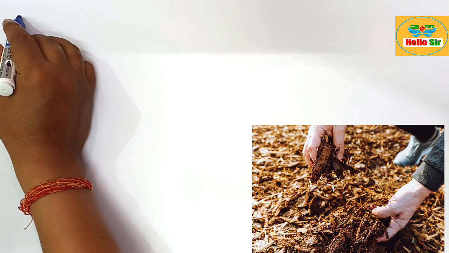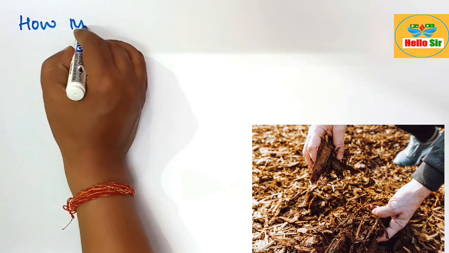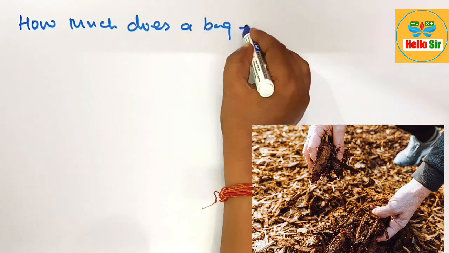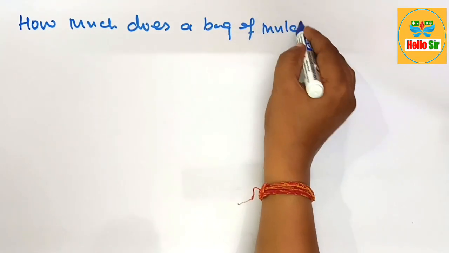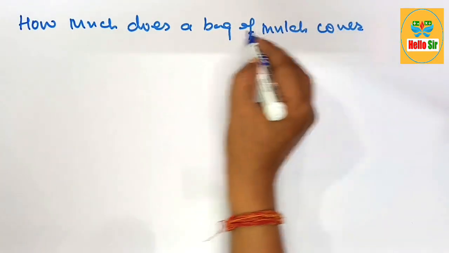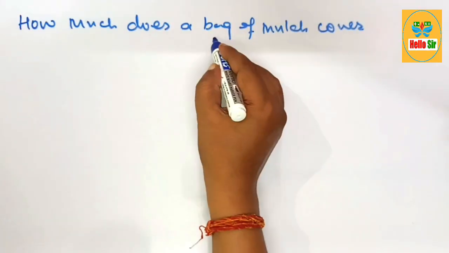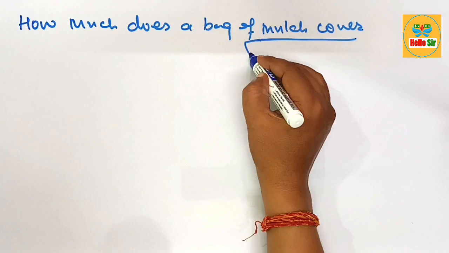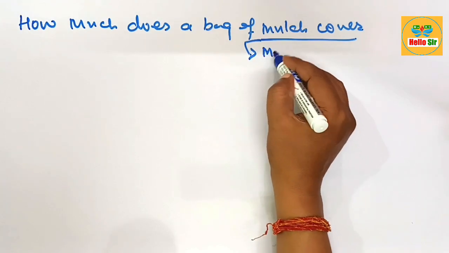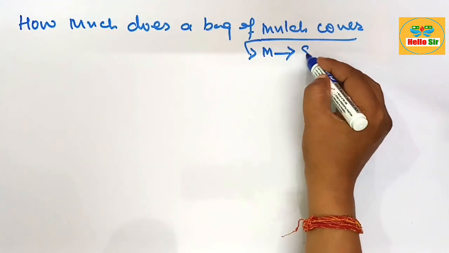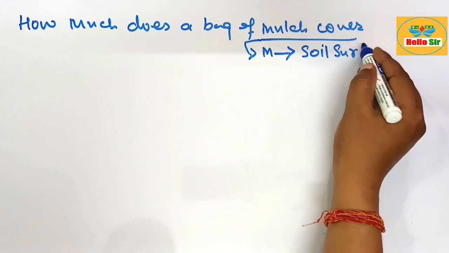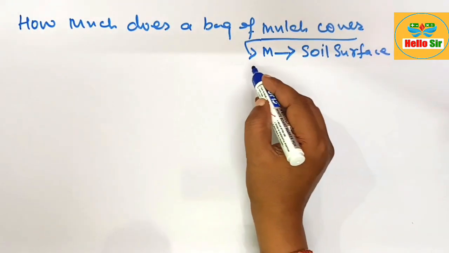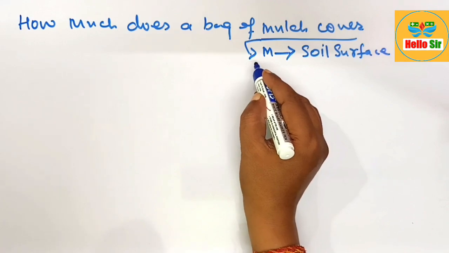In this video, you will learn how much a bag of mulch covers. You have to figure out the coverage of one bag of mulch in square footage. Mulch is a layer of material applied over the soil surface to increase soil conservation, the moisture content of the soil, and the fertility of the soil.